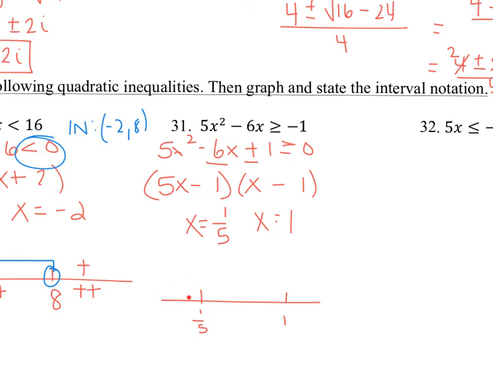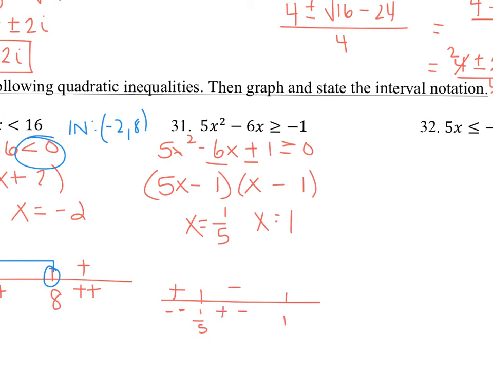So to the left of 1/5, let's just do 0. If I plug in 0 to my first parenthesis, it's negative. And if I plug in 0 to my second parenthesis, it's negative. So a negative and a negative make a positive. If I now pick a number between 1/5 and 1, I'm going to pick 1/2, so 0.5. So if I take half of 5, that's 2.5. So 2.5 minus 1, that's positive. And 1/2 minus 1, that's negative. So I have a positive and a negative, which makes a negative.